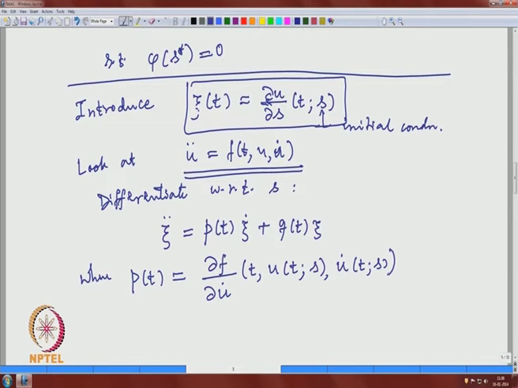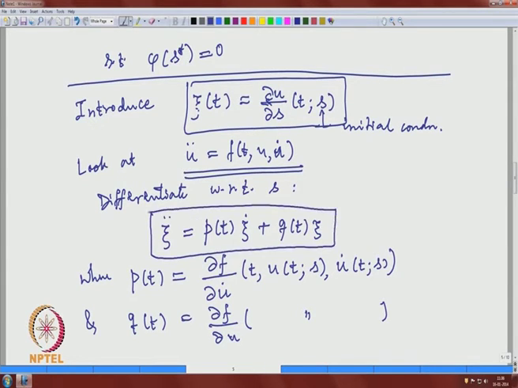Okay. And q t is just, t does not depend on s. So, you do not have to worry about that, and same thing. Okay. So, this is called the variation equation. So, this plays an important role now, variation equation.